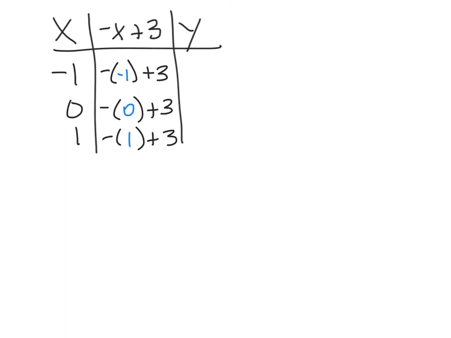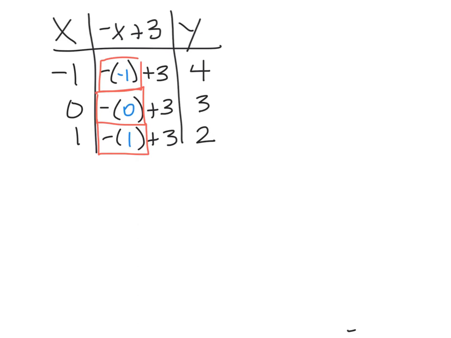So now we can just calculate. -1, that's +1, plus 3 is 4. -0, or 0 plus 3 is 3. And -1 plus 3 is 2. So just to clarify one more time in case this doesn't make sense, this right here means -1 times -1. This means -1 times 0, and this means -1 times 1. So that's where I got those values. So my y values over here are 4, 3, and 2.